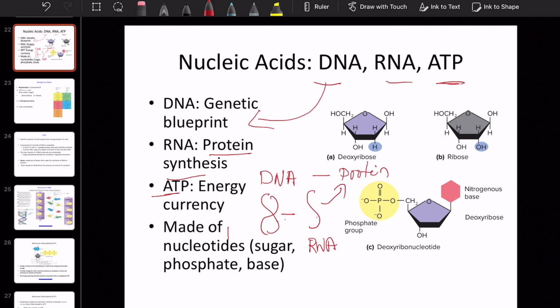So ATP is the energy currency for our system. So these nucleic acids, the nucleotides, are made of sugar, phosphate and base.